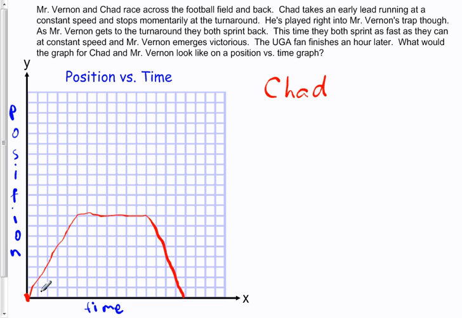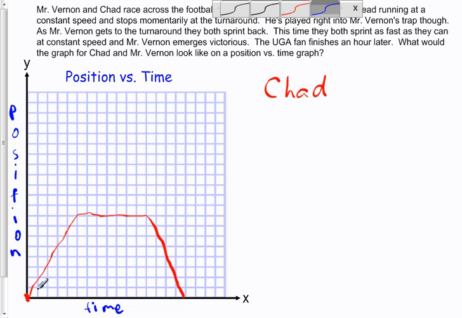Okay? So he's got a slope here that's pretty steep, so that's showing that he's moving pretty fast. Then he stops, so we see that his position doesn't change over this whole amount of time. So he's standing still. Then his position goes backwards. So he's returning to the start here. He runs across the field, then he stops, then he runs back down. Okay? So that's how his would look.